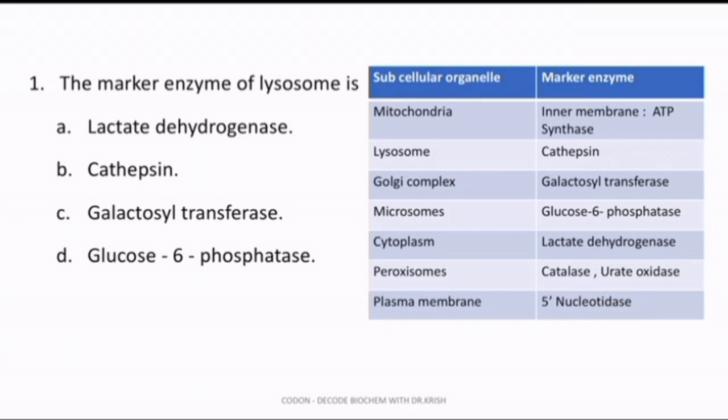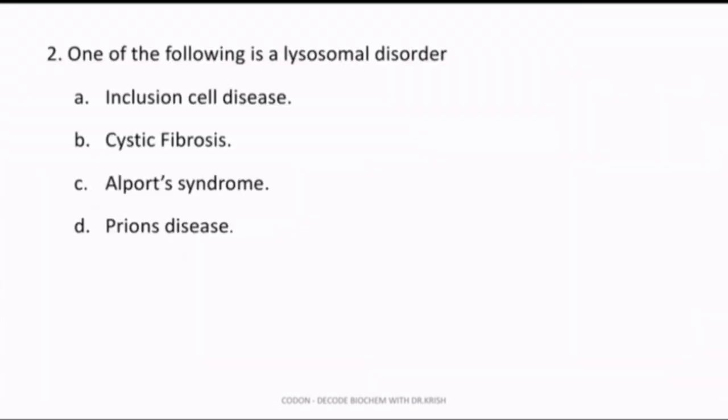For mitochondria it is ATP synthase. For lysosome it is cathepsin. For Golgi complex it is galactosyl transferase. You can remember as Gol and Girl. And for microsome it is glucose 6-phosphatase. Cytoplasm LDH, peroxisome catalase, and plasma membrane it is 5' nucleotidase. So this is the list of marker enzymes which you have to memorize. And for this question, the marker enzyme of lysosome is cathepsin. So moving to next question, which of the following is a lysosomal disorder?